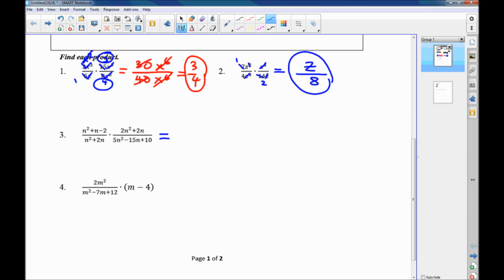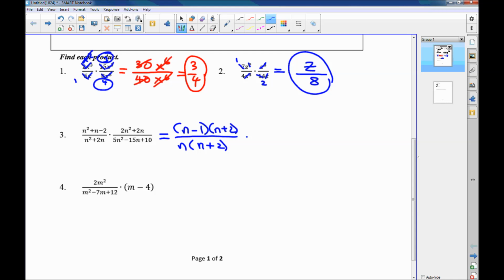So our top left here would factor into n minus 1 and n plus 2. And the bottom, because these are the two things that multiply to -2 and add to 1, the bottom's going to factor into n and n plus 2. I can see something that could cancel already.